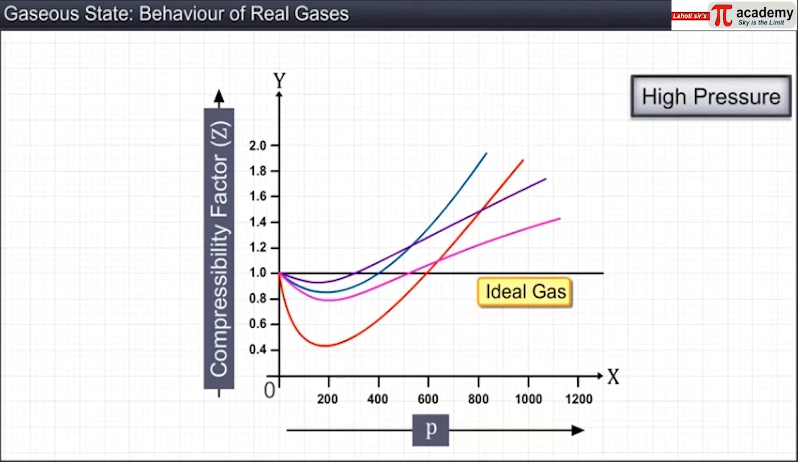At high pressure, all the gases have compressibility value greater than 1. This means that these are very difficult to compress. At intermediate pressure, most of the gases have compressibility value less than 1. This means that these are easily compressible.